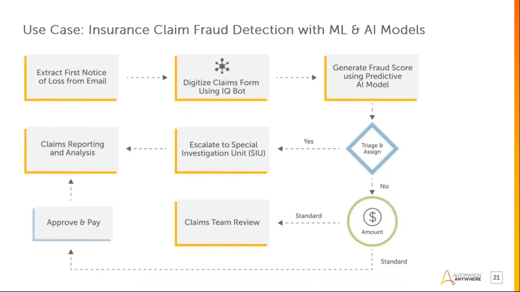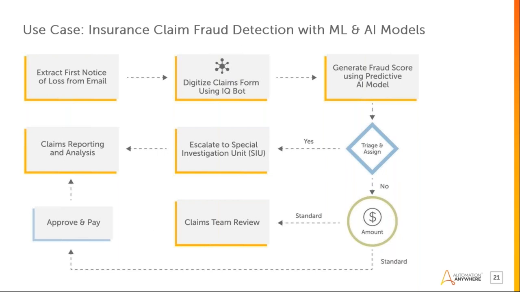So now let's take an example of an insurance claim. Whenever there is an accident which is occurring, an insurance claim comes in. But even before the company pays that claim, the company wants to ensure that there is no fraud involved in that particular claim. So let's see how the ML and AI models can be used to perform this claim fraud detection. So this is how the use case looks.